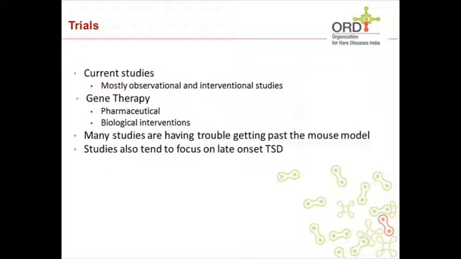Clinical trials work to learn more about Tay Sachs disease. They hope to discover and to test new treatments for Tay Sachs. These treatments can be new medicines or something more radical like gene therapy. Trials take place all over the world. Studies currently in progress tend to be focused on late-onset Tay Sachs disease and be only observational in nature.